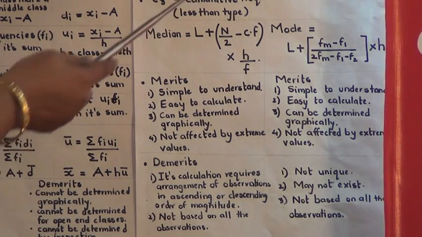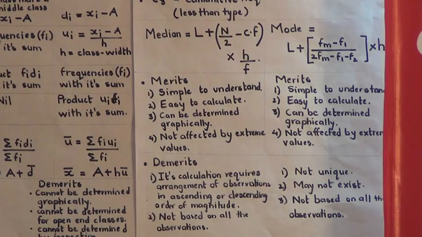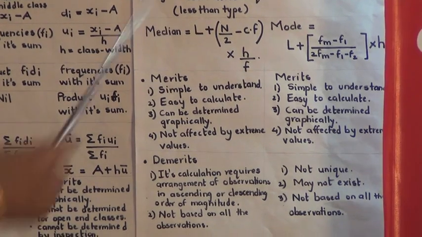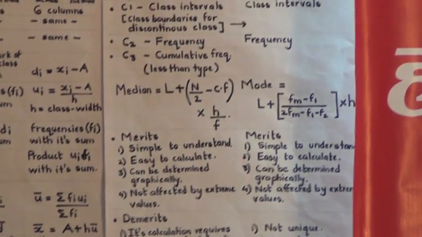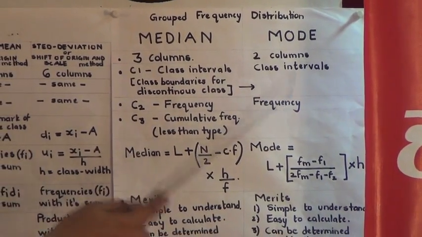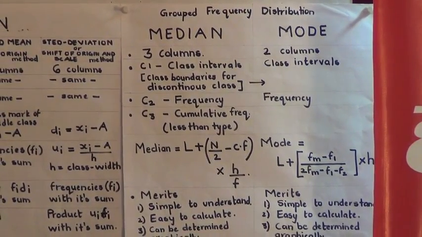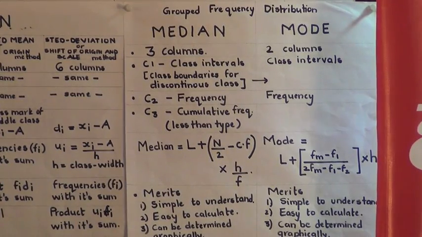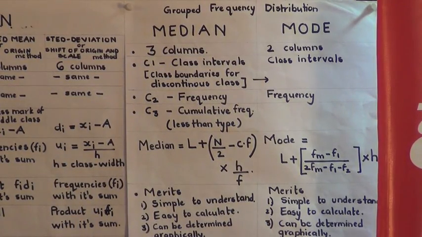Now let us come to the third measure of central tendency, that is the mode. For finding the mode, we require to enter the data in only 2 columns, the class intervals and the frequency, mostly which has been given in the sum. You have to just enter it properly in the 2 columns.